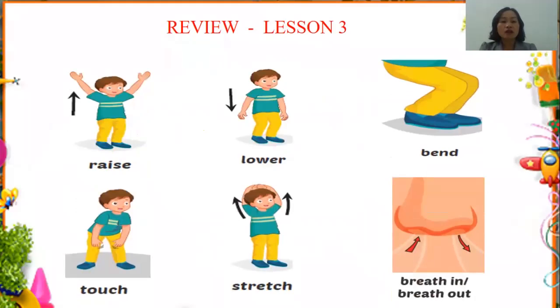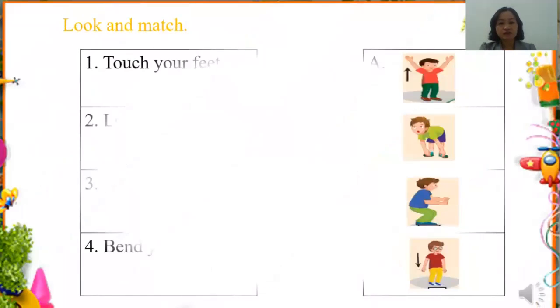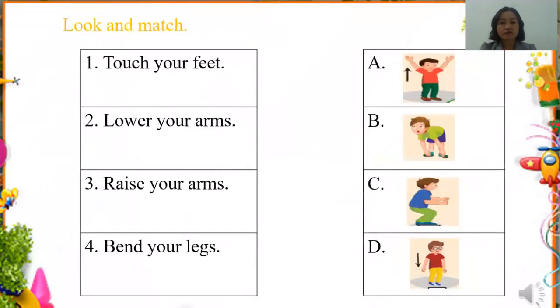Now, look and match. Now, there are 4 sentences. One, 2, 3, and 4. And there are 4 pictures. A, B, C, and D. Now, look and match.